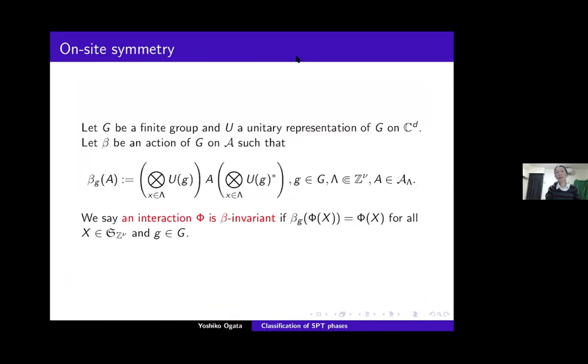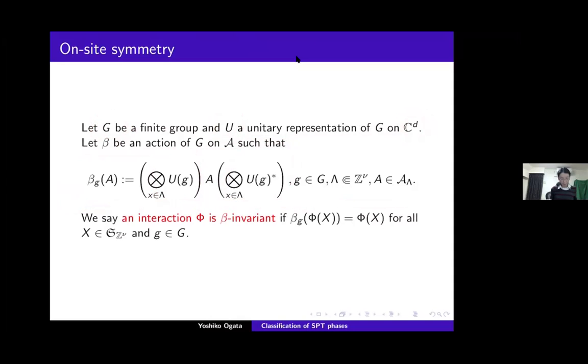And I said that in this talk, I would like to talk about on-site symmetry. It is quite usual. So let G be a finite group, and let U be a unitary representation of G on C^d. So let beta be an action of G on A given by this adjoint action. It's quite usual. So literally like this, we define the action of G. This is our group, our symmetry we consider in this talk.